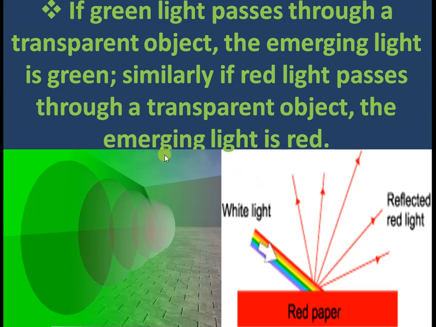If green light passes through a transparent object, the emerging light is green. Similarly, if red light passes through a transparent object, the emerging light is red.